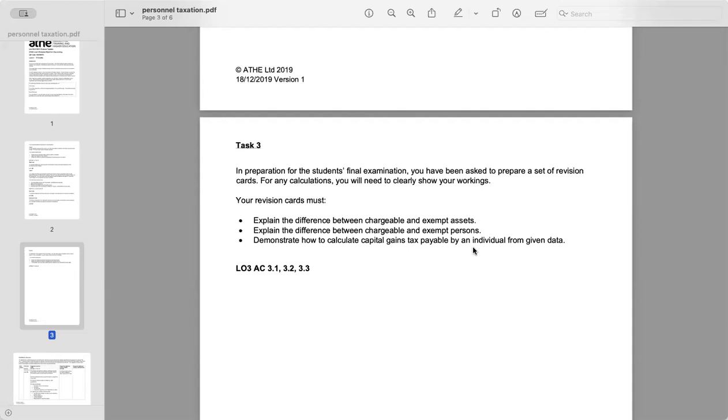By preparing these revision cards, students will have concise and comprehensive resources to review key concepts related to capital gain tax, ensuring they are well prepared for their final examinations. Remember to include practical examples and clear explanations to aid their understanding and retention of the material.